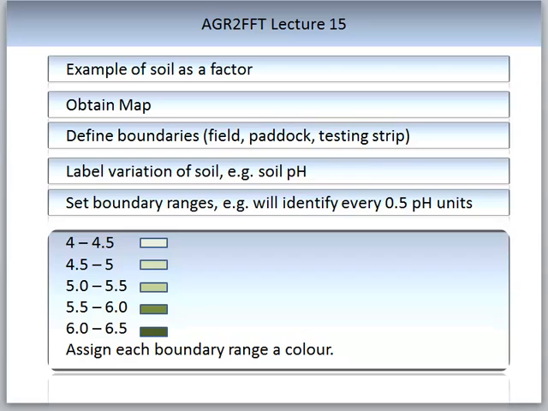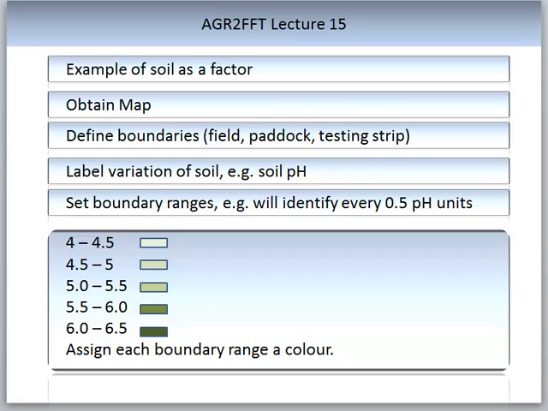So let us examine some of the steps that you would undertake in order to do some precision agriculture. We will start with an example of soil as a factor. The first thing you would do is take measurements of your soil and obtain a visualization of these measurements. I have decided to use soil pH as an example, as this is something that you are all capable of doing and could in fact practice.